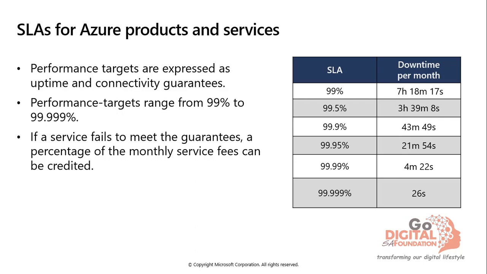So we have an SLA of 99%, which means for a month you can have a downtime of 7 hours 18 minutes and 17 seconds. I've forgotten how to calculate this, but in your book it is there. And there's also a 99.5%, which means you will only get a downtime of 3 hours 39 minutes and 8 seconds per month. That's the only downtime. Maybe you will not be able to access some Azure resources. So that's what they mean by downtime.